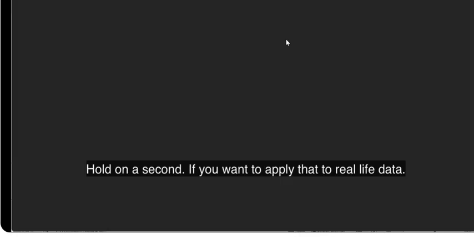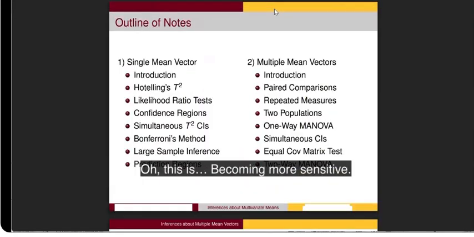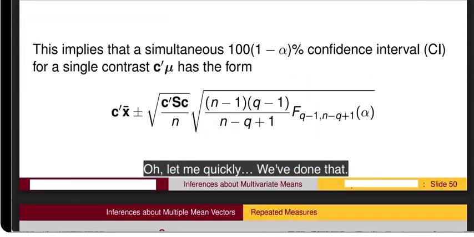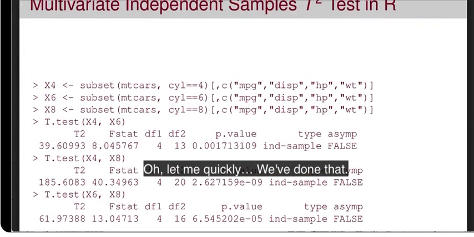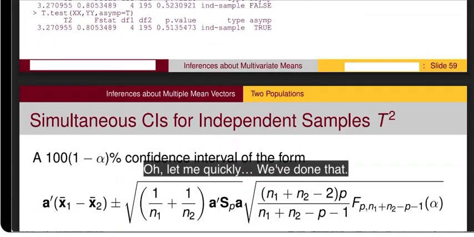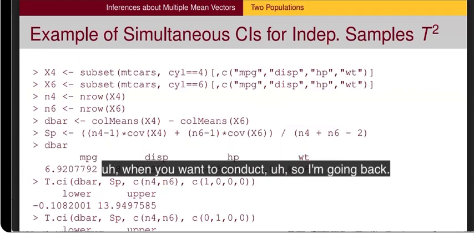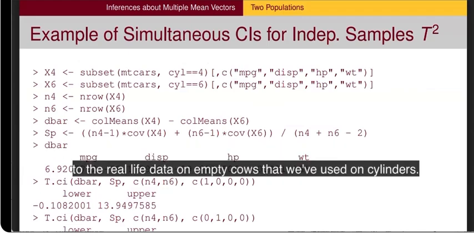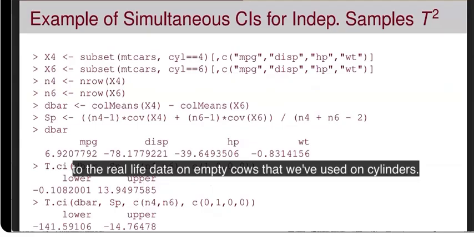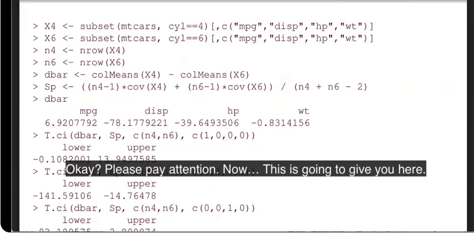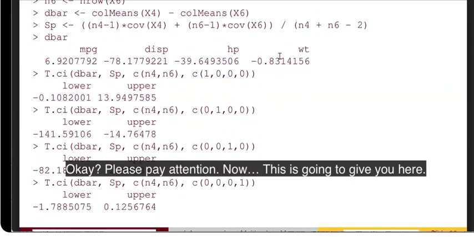If you want to apply that to real life data, this is becoming more sensitive. Let me quickly take you there. When you want to apply that to real life data, what do we want to do here? We want to create a confidence interval. I'll walk you through how to conduct it. So I'm going back to the real life data on MT cars that we've used on cylinders. Please pay attention.